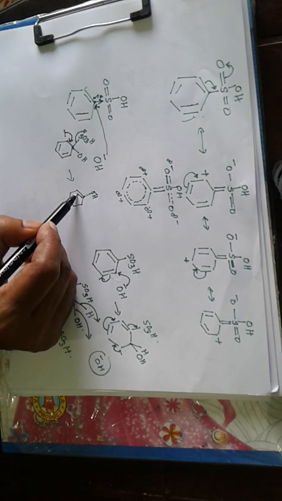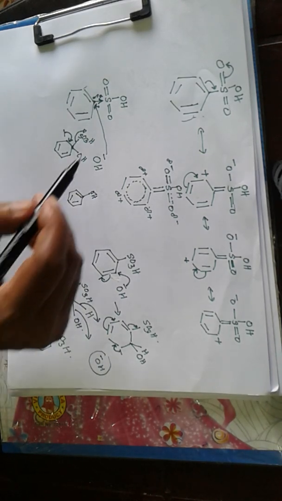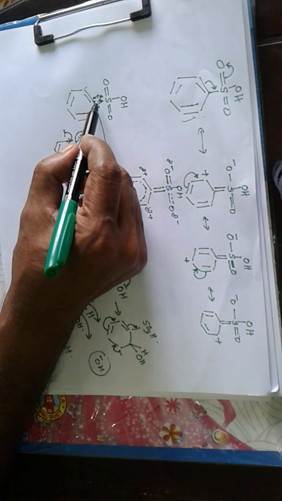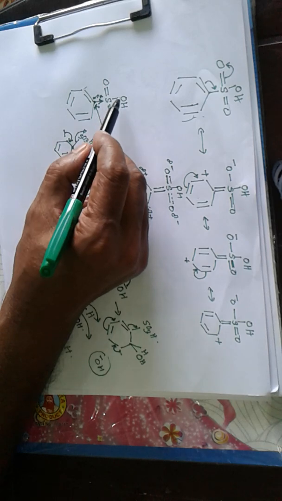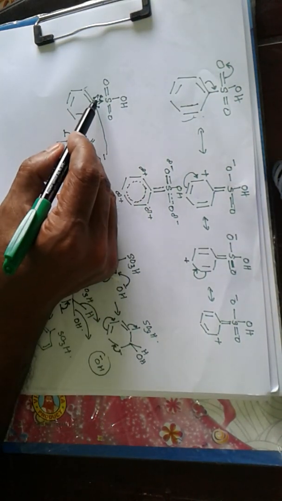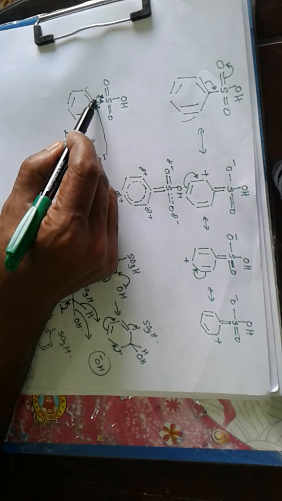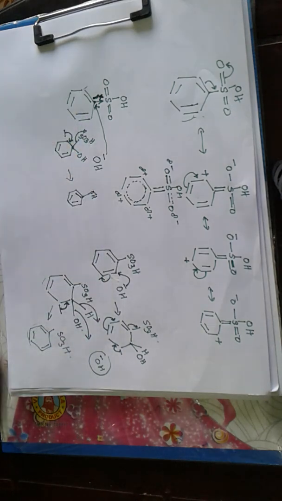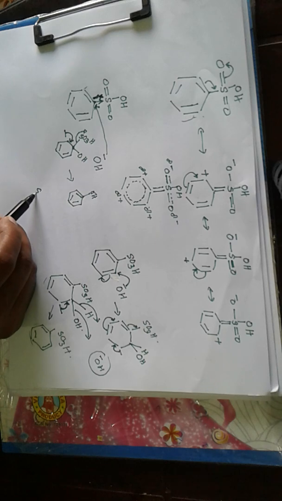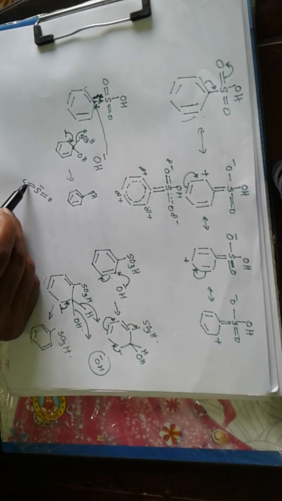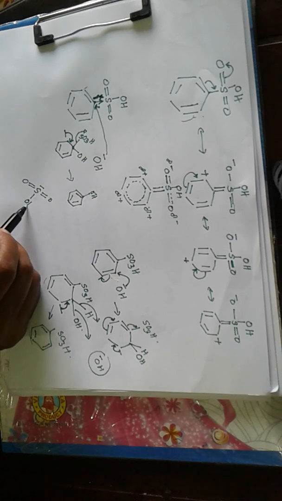This carbon, called the alpha carbon, is made positive by the electron withdrawing character of the SO3H group. So there is a slight positive charge, delta positive, over this carbon, which favors the nucleophilic attack. And SO3H is a good leaving group. So we get S negative, double bond O, and OH.